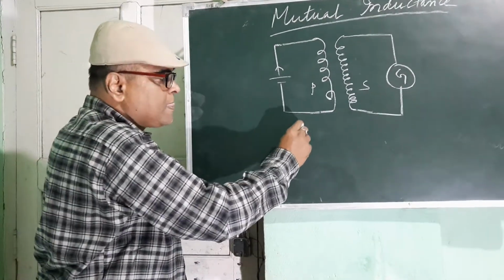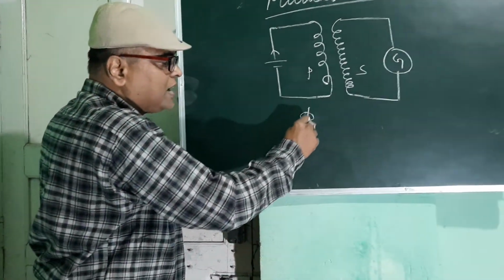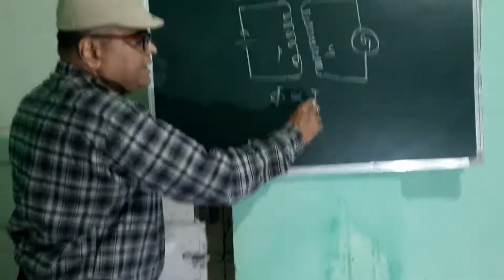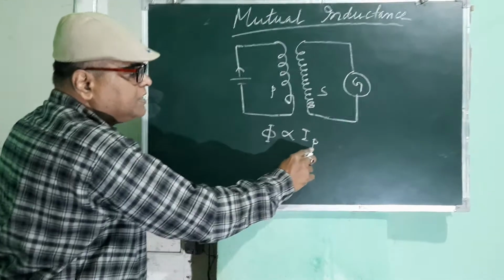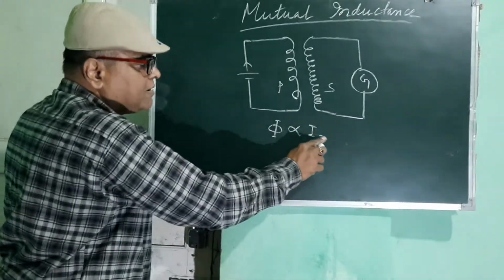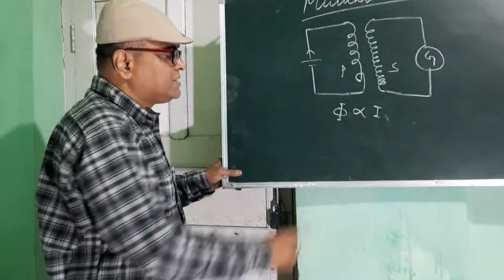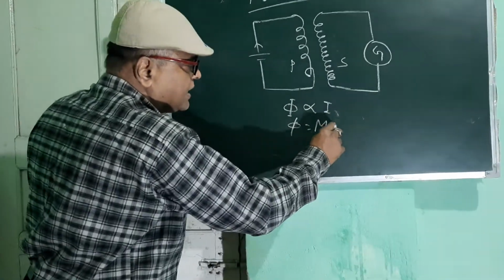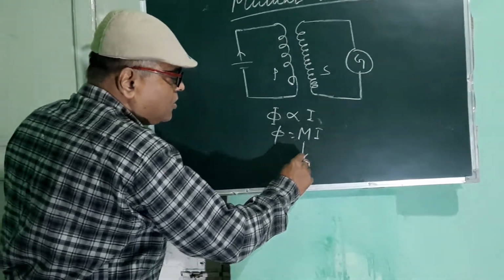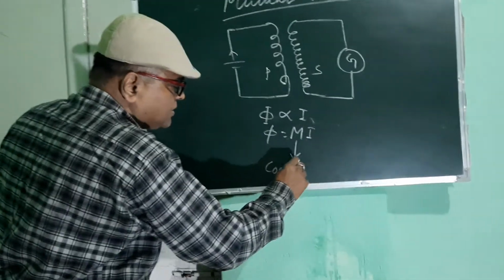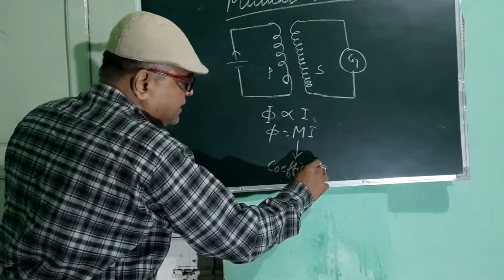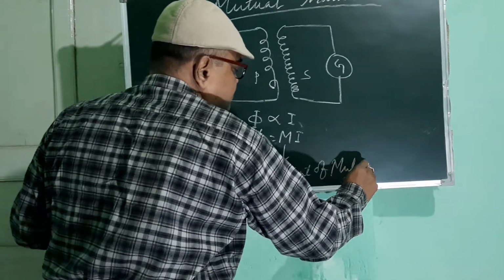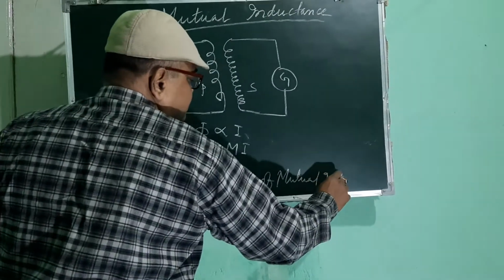So here the amount of flux in the secondary coil phi is directly proportional to I, where I is equal to I P, because the current is passing through the primary. So flux is equal to M I. M is called the coefficient of mutual inductance.